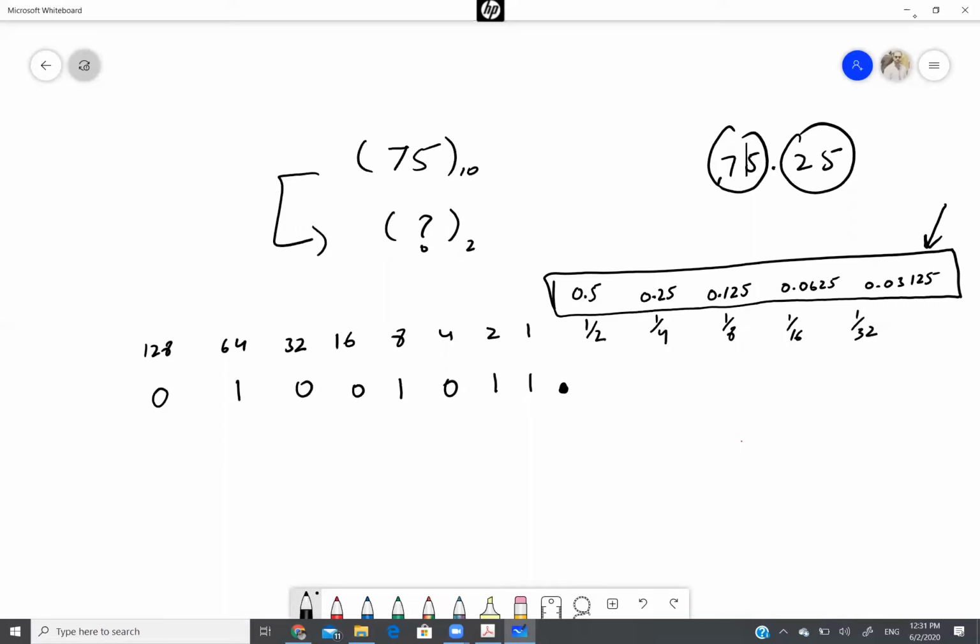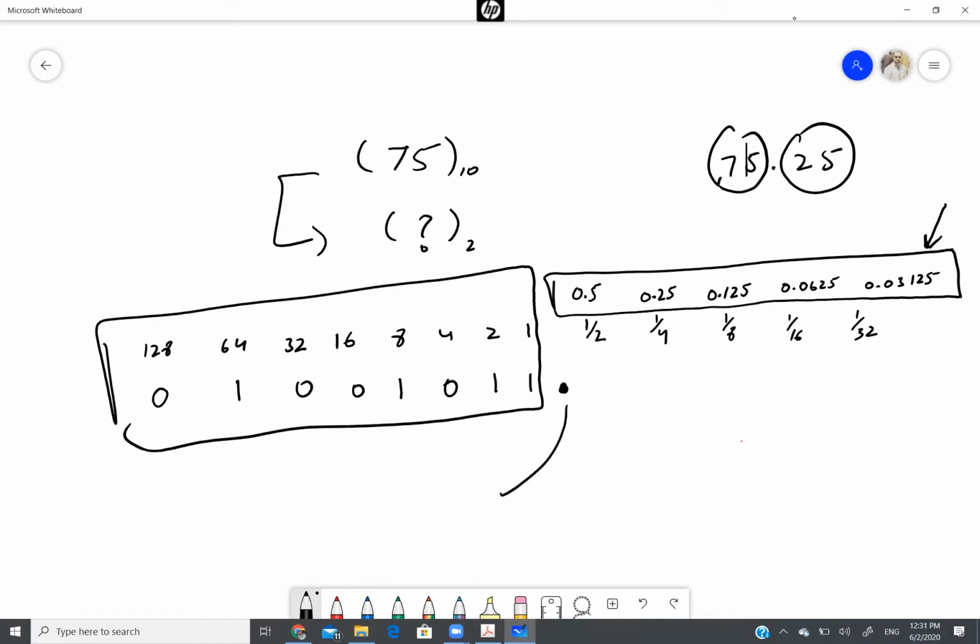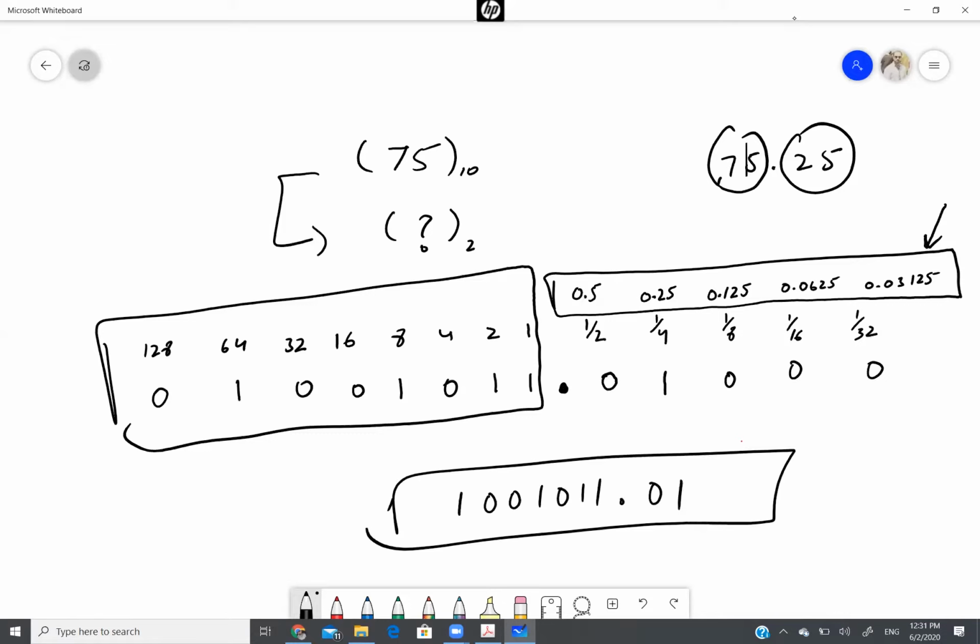Okay, so you need to make 75.25. You already have your 75 here. There goes the decimal portion, 0.25. Now you need to have 0.25, and there goes your 0.25. Yes, you can always include zeros if you feel like, but these zeros don't matter. So your answer will be something like this: 1001011.01. So this is your 75.25. Easy peasy.